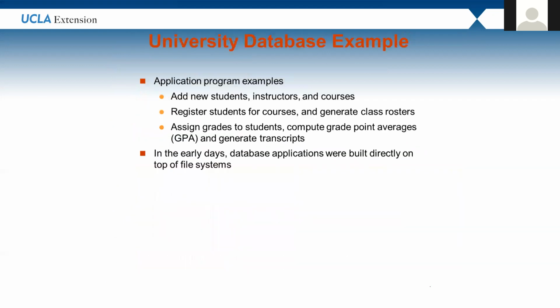First, we can have a university database to add new students, instructors, and courses. Notice that these would probably be different tables. Students is one table, instructors is a table, and courses is another table, and you can interact to get information coming from either one, two, or all three of them. Register the students for courses, generate class rosters, assign grades to students, compute grade point averages.